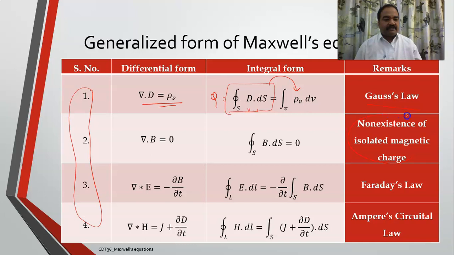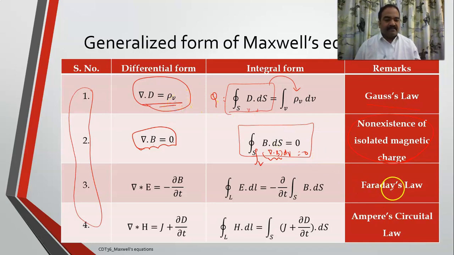The next one is the non-existence of isolated magnetic charge, which means we have seen that the surface integral of B dot dS is equal to 0. Which is nothing but, if I apply the divergence theorem again, this will become the volume integral of del dot B dV. This will become 0. So, which means that del dot B is equal to 0. Divergence of B is 0, whereas divergence of D is rho, the volume charge density.